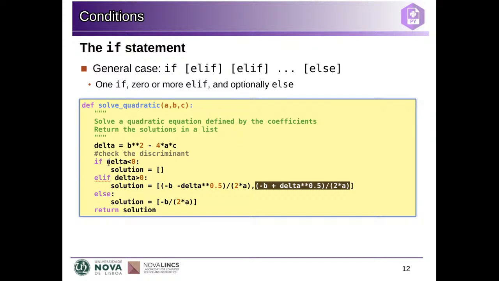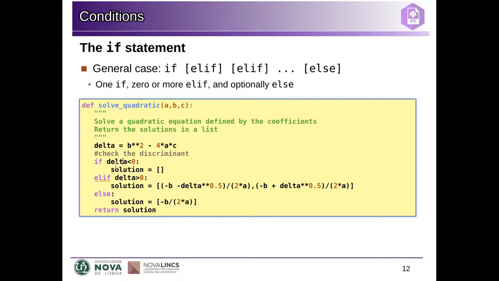So these are two conditions, if it's less than 0 or more than 0. There is a third possibility, which is if it's exactly 0. In that case, it will fall into the else statement and execute the else block here. So the solution will be just one, a list composed of one element, and the element is minus b over 2a. So this way we guarantee that one of these statements will always be executed, regardless of the value of delta, but only one of these statements will be executed.